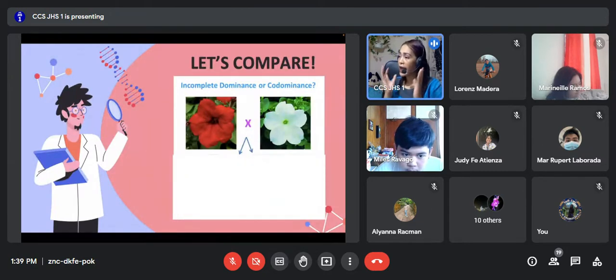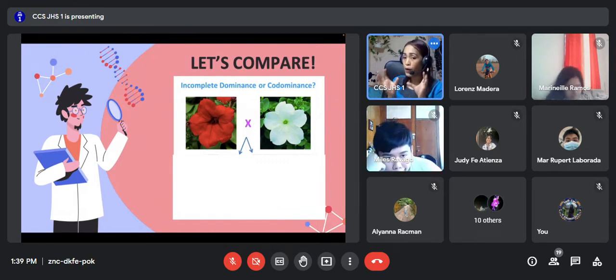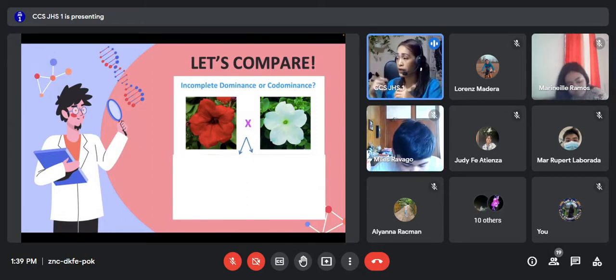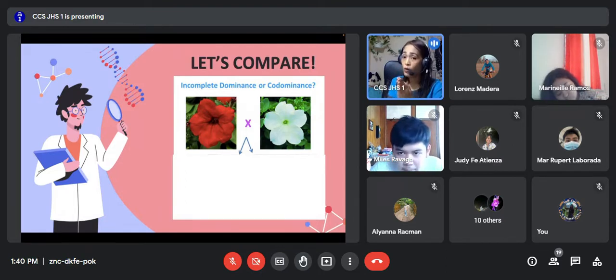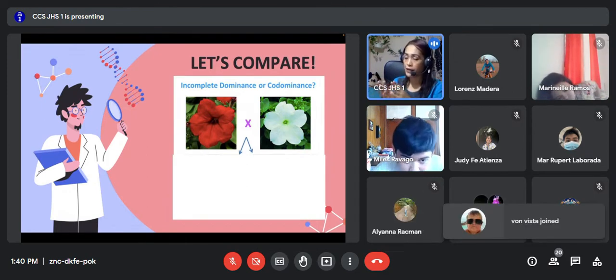Let me cover. So, I have here a scenario wherein we have two parent plants. We have a homozygous dominant red and a homozygous dominant white. Now, what we want to do is check if you really understood how incomplete dominance and how codominance are expressed on a particular offspring. So let us say the red is parent 1, and the white flower is another parent, parent 2.